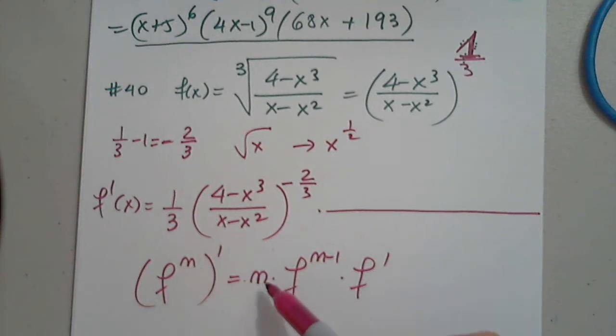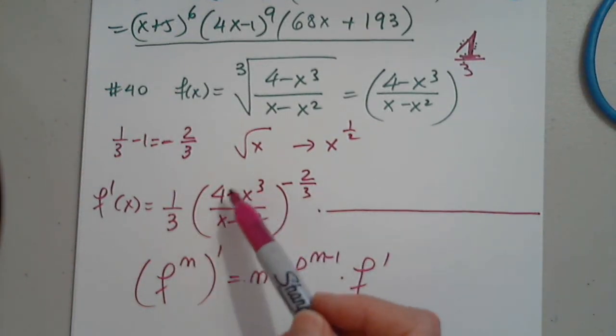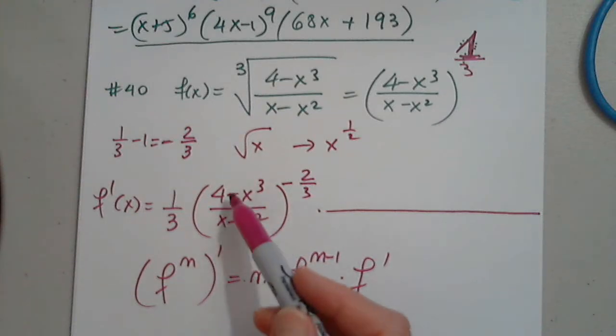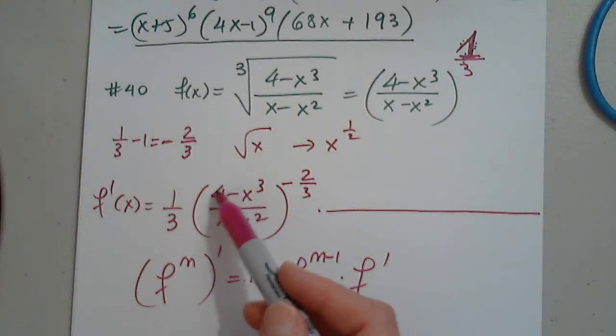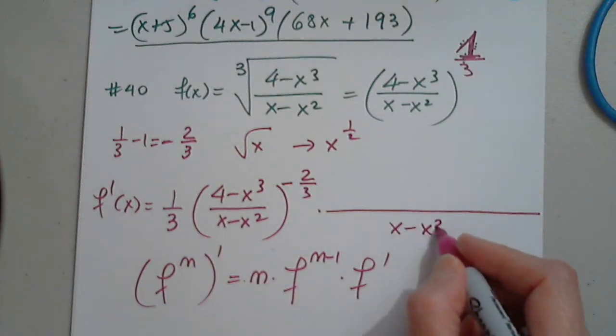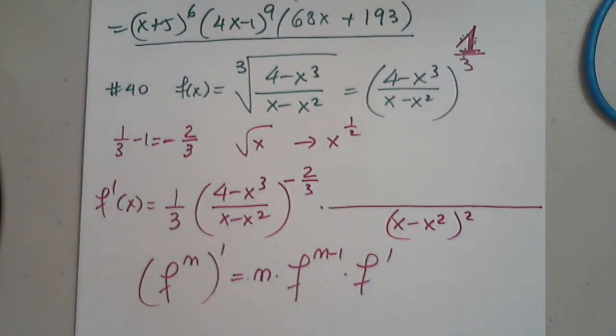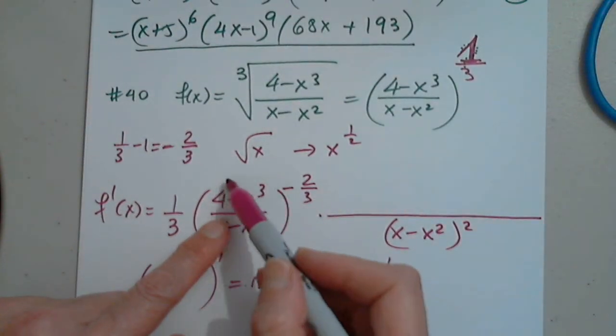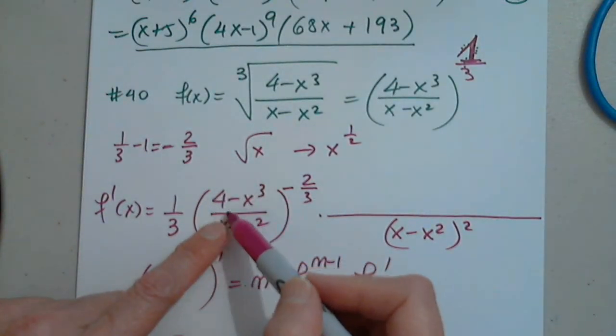So we brought the power in front. We subtracted 1 from the power of this function. But now we have to differentiate, but this is a ratio. I have to use the quotient rule. The denominator has to be squared. But now the numerator. Can anyone give us the derivative of this numerator?